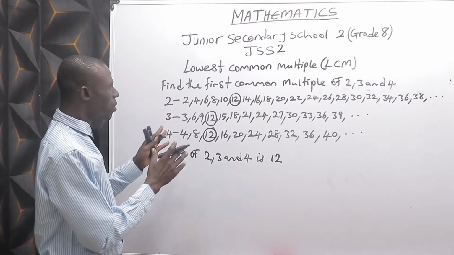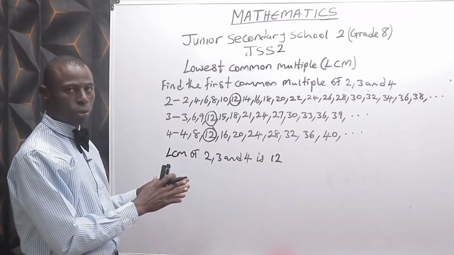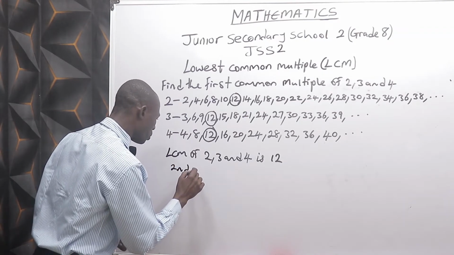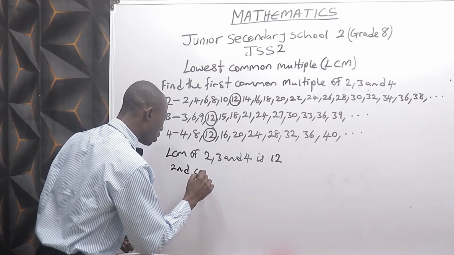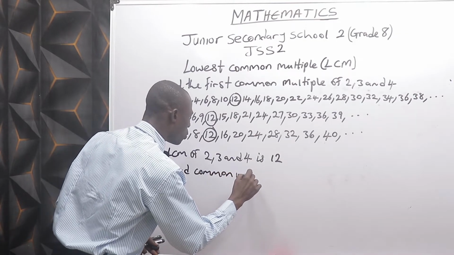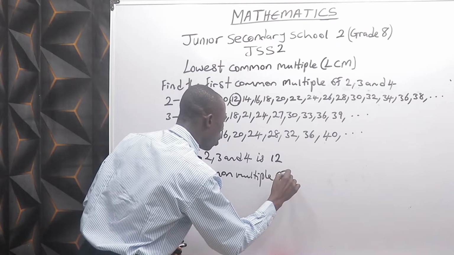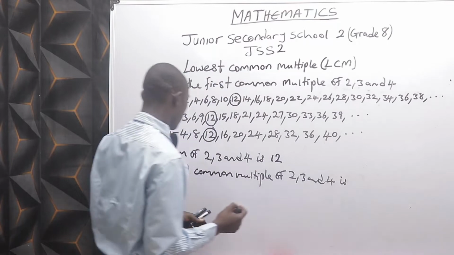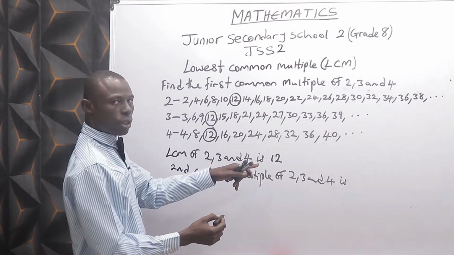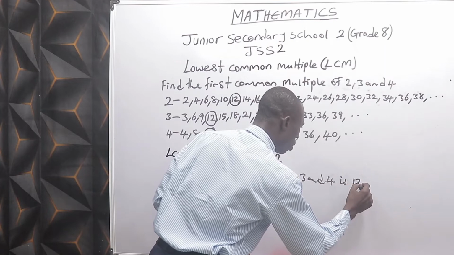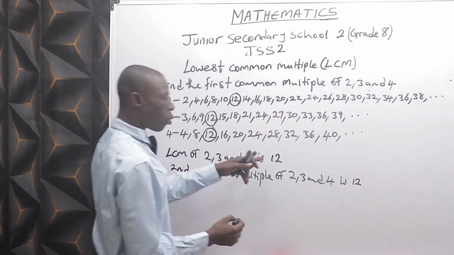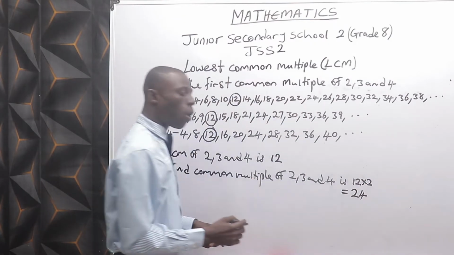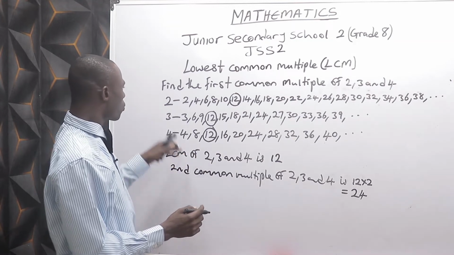Do you understand? I'm introducing this to you in this approach. We will still go deeper. So, let's see, the second common multiple of 2, 3, and 4 is, you just go for the LCM, which is 12, multiply it by 2, so you get 24. So 24 is the second common multiple of 2, 3, and 4.